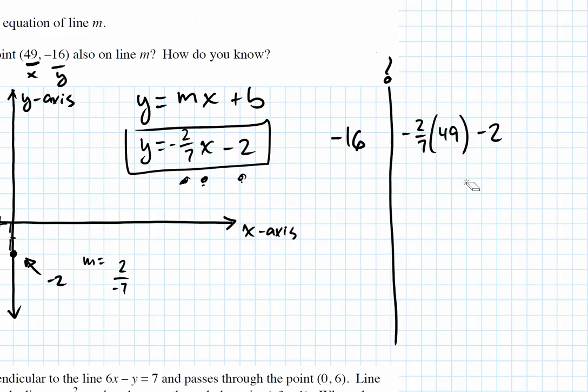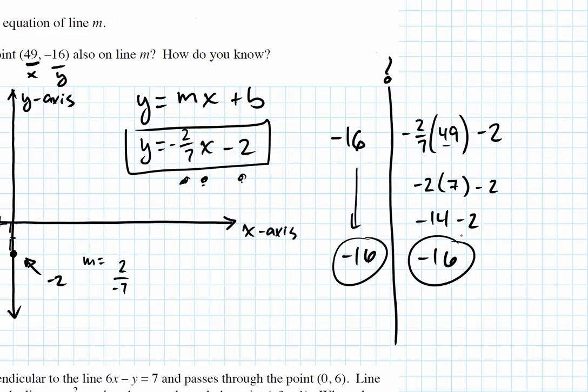Now I'm just going to go ahead and simplify the right-hand side here. I can see I've got 49, and that's divided by 7, so that's equivalent to -2 times 7 minus 2, which is -14 minus 2, which is -16. And because I can see that I have the same value on the left-hand side and the right-hand side, I know that definitely this point, (49, -16), makes the equation true, and this point, therefore, is on the line.